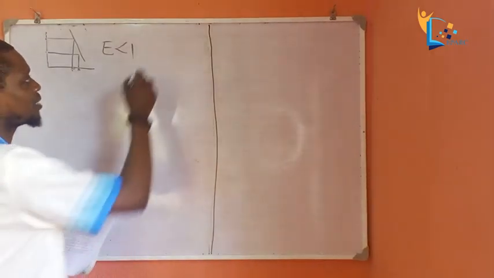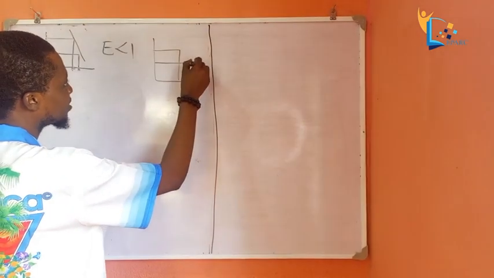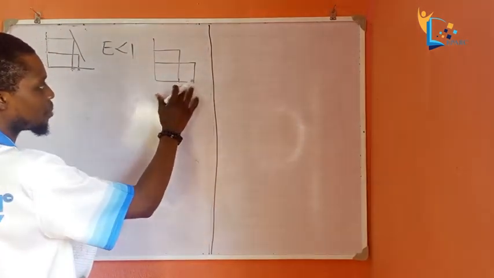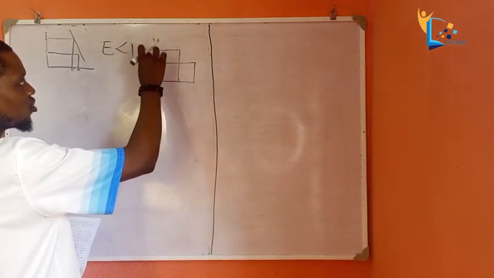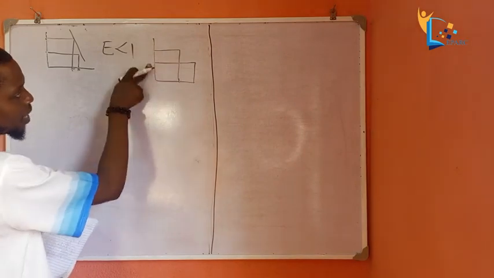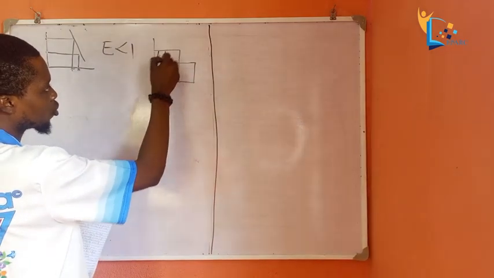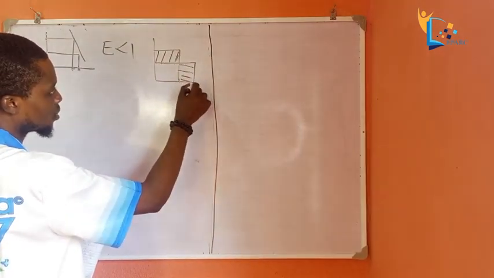Now for unity demand, the percentage change in price is equal to the percentage change in quantity demanded. This portion is equal to this portion. All right?